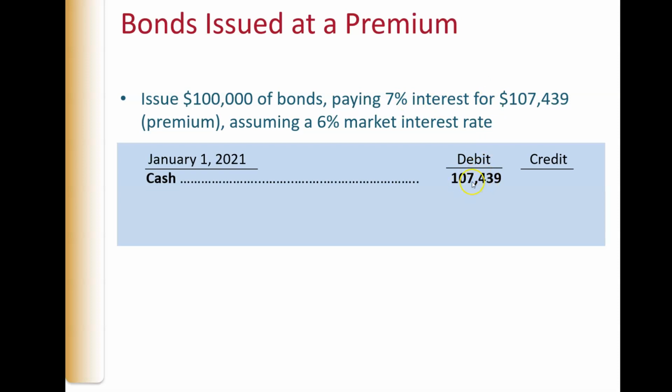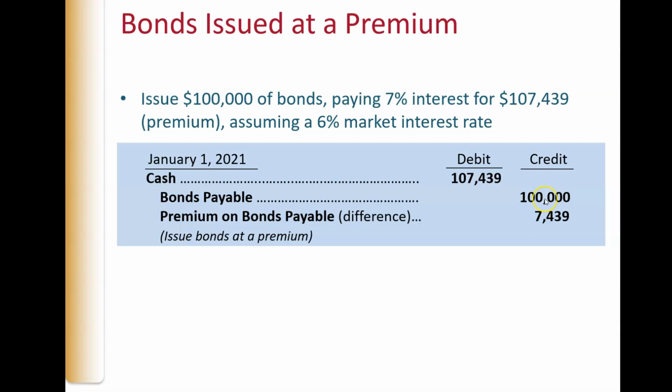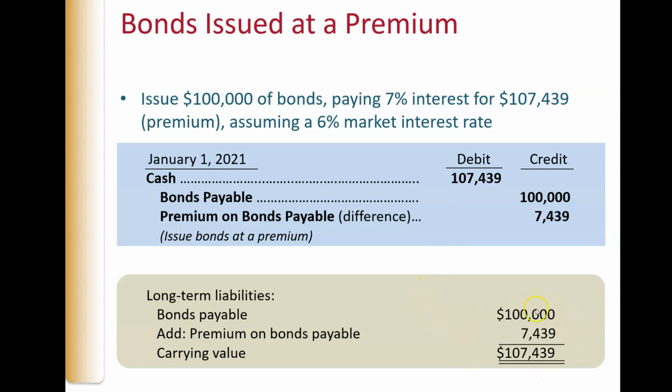Well, we got $107,000 in cash. We still have to pay back $100,000 at the end, but now we have a premium on bonds payable. And this is what it looks like on the balance sheet. $100,000 plus the premium on bonds payable gives us a carrying value of $107,439.